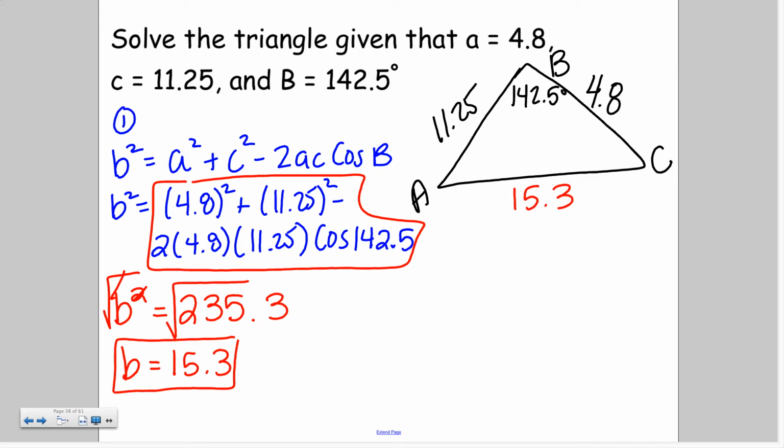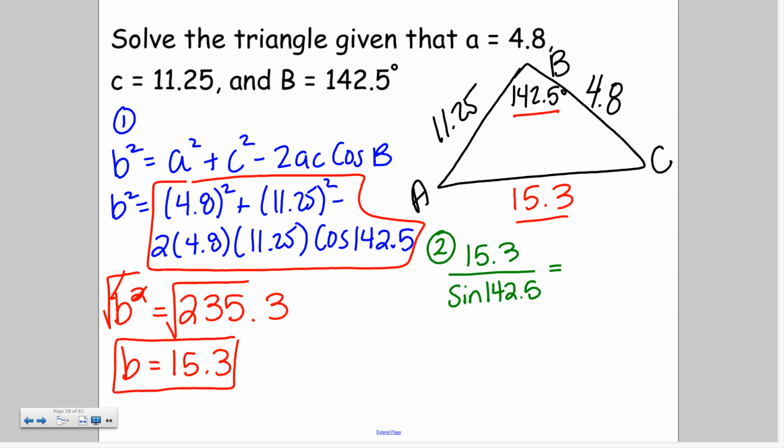Alright, so I've done my law of cosines, my first step. Second step is to go back and use your law of sines, because now you know an angle and its appropriate side. So step 2 is our law of sines. So the only thing we know both about is side B, or angle B too. Got that one set up.